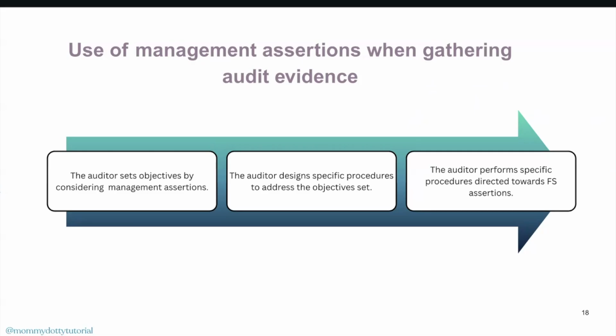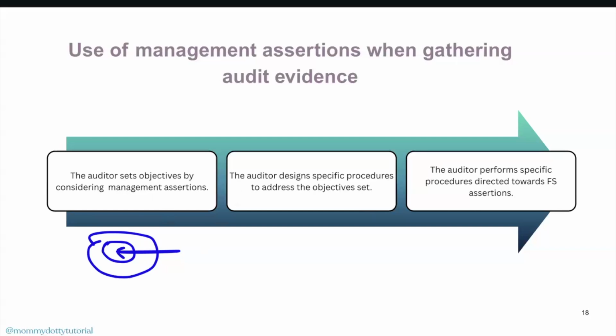So the management assertions are used by the auditor in designing audit procedures. Right. So these assertions serve as targets or objectives over which audit procedures to be formulated should be directed. So it says here the auditor sets objectives by considering management assertions. All right. So remember that the auditor's target starts from the management's assertion. For this one, this is the goal. Remember the goal, you have something like this, and this is your target. This is the goal based on management's assertions.